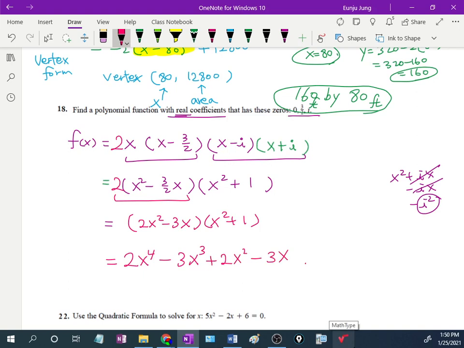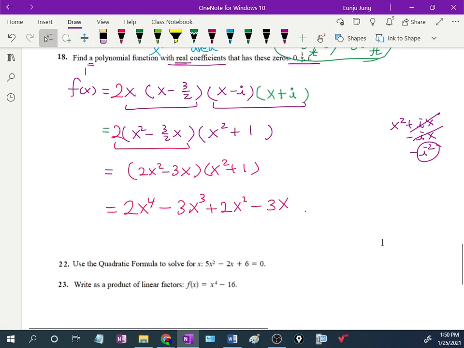Is this the only answer? No, it's not the only answer. We found a polynomial function, and there are infinitely many cases. So you have multiples of this, or you don't have 2 times 2, so we can consider everything as an answer. Make sense? Okay, so we talked about root relations on polynomial functions.